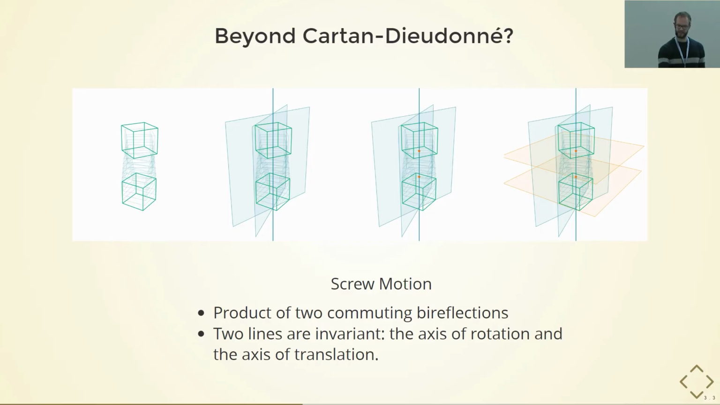And the nice thing now is this screw motion turns out to be the product of 2 different commuting bireflections, and it leaves 2 lines invariant, right? So the first one is obvious, that's the rotation axis. But where's the other one? That's the line at infinity, where these 2 planes, the parallel planes, also intersect, right? So you get one line here and one at infinity, and they are orthogonal to each other, and they are the invariants of the screw motion.